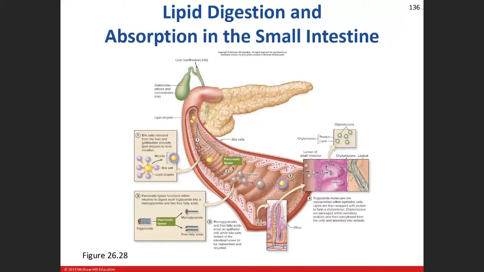Instead of my horrible drawing, here you're seeing what happens. Here's our lipid droplet, and these bile salts, with their polar heads and their non-polar tails, will line up and surround that lipid droplet and form what we call a micelle. So you've got the lipid in the middle, and then you've got the bile salts surrounding it here. And this helps to emulsify.